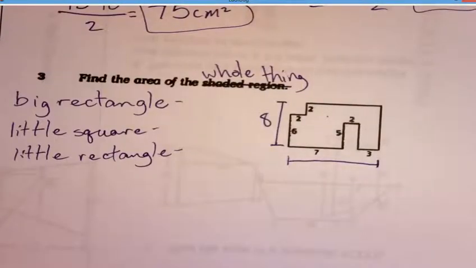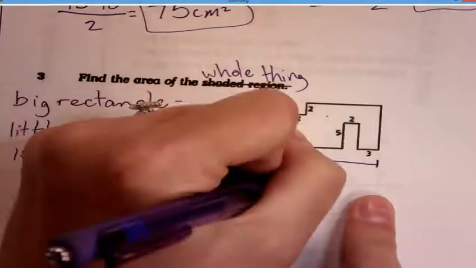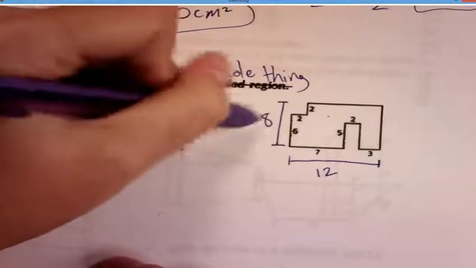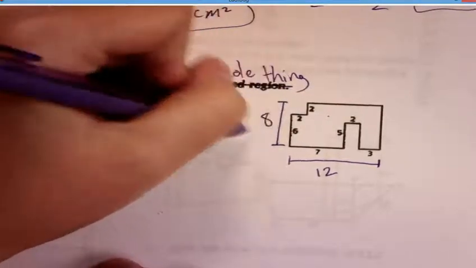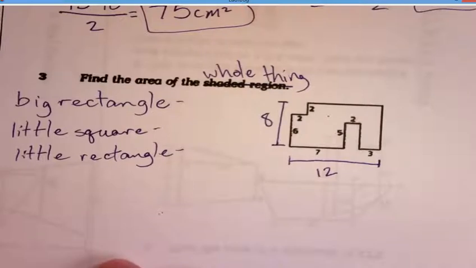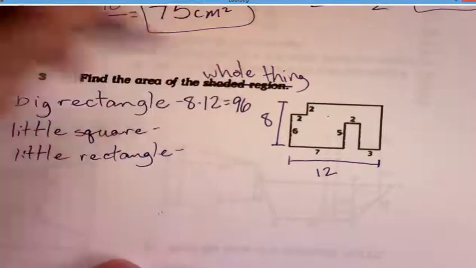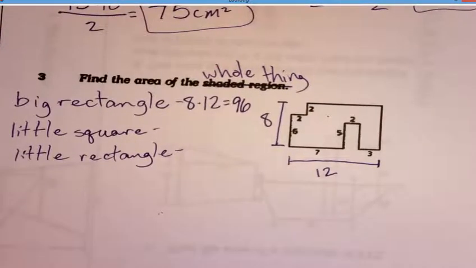A lot of times I see people put 10 on the base here. It's not 10. If you put 10, you're forgetting that 2. Don't forget the 2. So on the 8 and the 2, make sure you're adding all vertical lines. For the 7, 2, and 3, it's horizontal. Yay! 8 times 12 is 96.